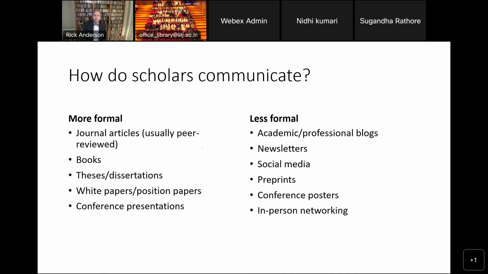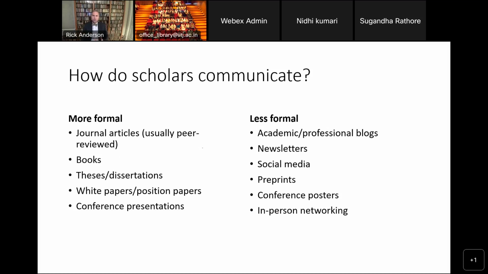So let's talk about some of the ways that scholars communicate with each other. And again, we're looking at a spectrum, in this case, from more formal methods of communication on one end to less formal methods of communication on the other. On the more formal end of the spectrum is, of course, the peer-reviewed journal article, which for many disciplines is the gold standard of publishing.